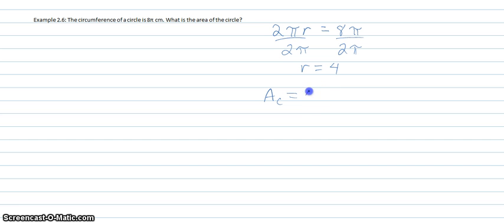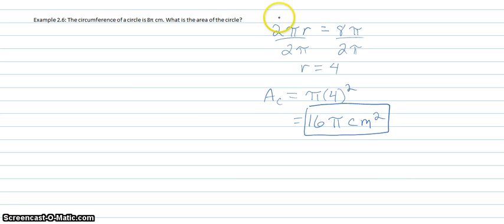So it'll be pi r squared, so that's pi 4 squared in this case. So we'll have 16 pi for the area of our circle. And it was in centimeters, so that'll be centimeters squared since it's area. So remember, I just started out with the formula for circumference, solved for the radius, and then put that answer in place of the radius in the formula for the area of the circle to find our area.